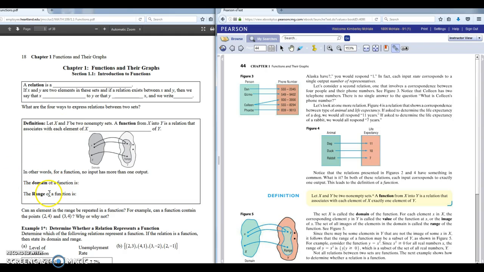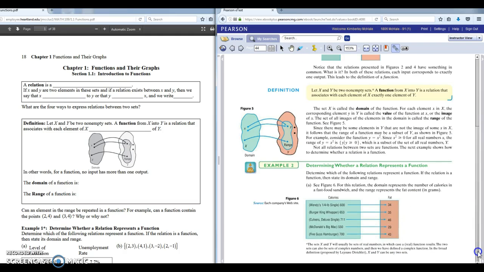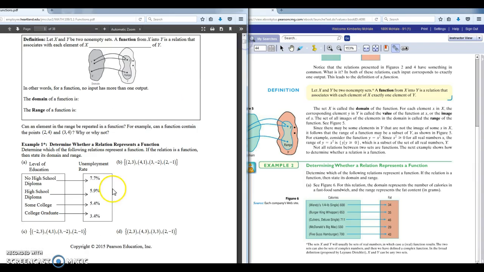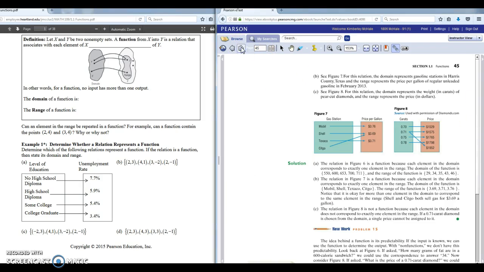Then it asks for the domain and range. And here's the domain right here. Here's the range right here, so I'm picking out those bolded words. Then it says, can an element in the range be repeated for a function? And this example 2 is a really good example for that one to determine if it can. Also, that example 2 is similar to this example 1 with a star, part A. You'll notice that you have a box and these look very similar. So you can answer from example 2, this example 1 star A. Then I'm going to go ahead and go to the next page.